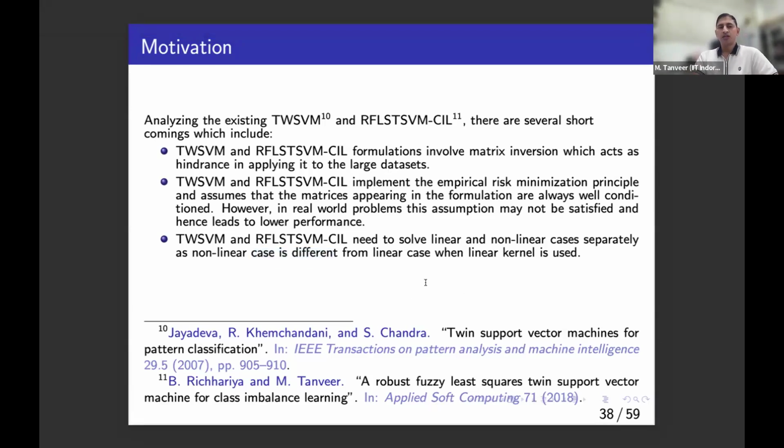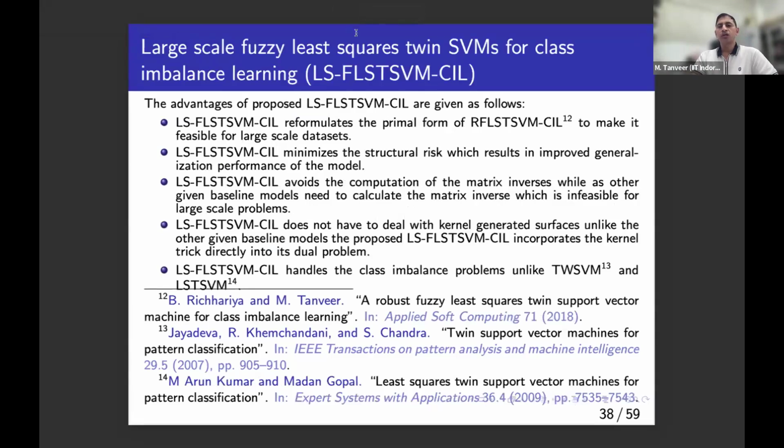So with this, we proposed an algorithm, and the name is large scale fuzzy least square twin support vector machines for class imbalance learning. So let us first discuss a few advantages.